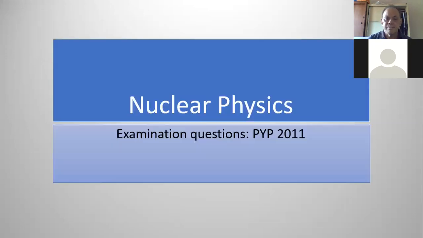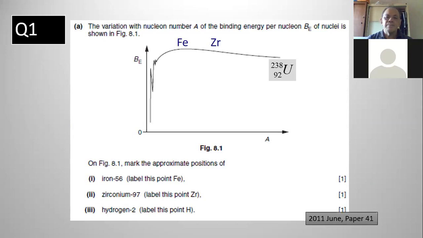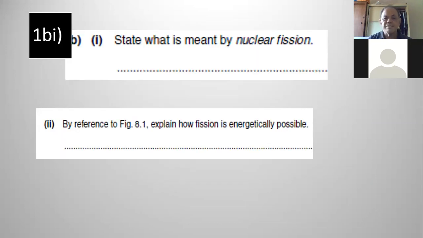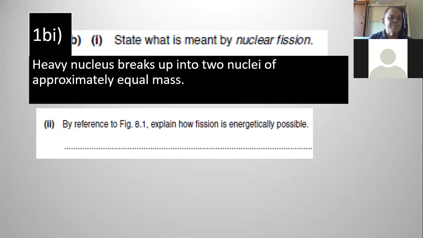Okay, first part. That's all. A heavy nucleus, usually it's a heavy nucleus, not a light nucleus. A heavy nucleus breaks up into two nuclei of approximately equal mass or smaller mass. Approximately, not exactly equal, but approximately equal mass.